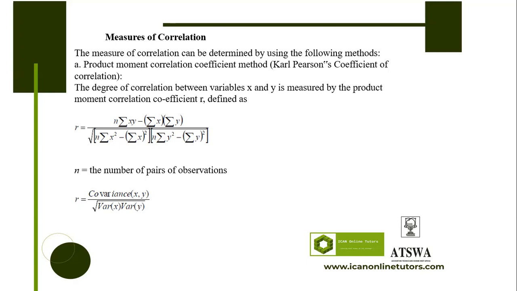When we solve the question, you will understand the meaning of this formula better. When we talk about N, that is what we know, which is the number of pairs of observations. In other words, we can say R equals covariance of xy, the numerator, over the square root of variance of x times variance of y.